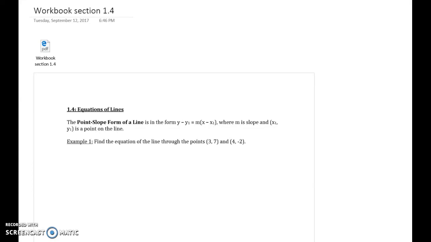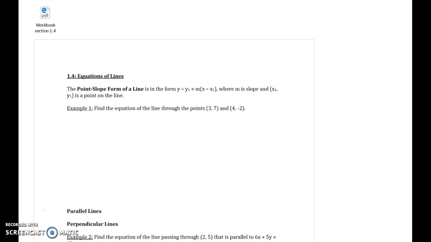All right, so in this section 1.4, we are going to work on equations of a line. I know they are giving you the point-slope form of a line, y minus y1 equals m times x minus x1, but I don't like to use that. I'm going to show you what is necessary for you to do, and it's very nice and easy and not as confusing as remembering the formula up here.